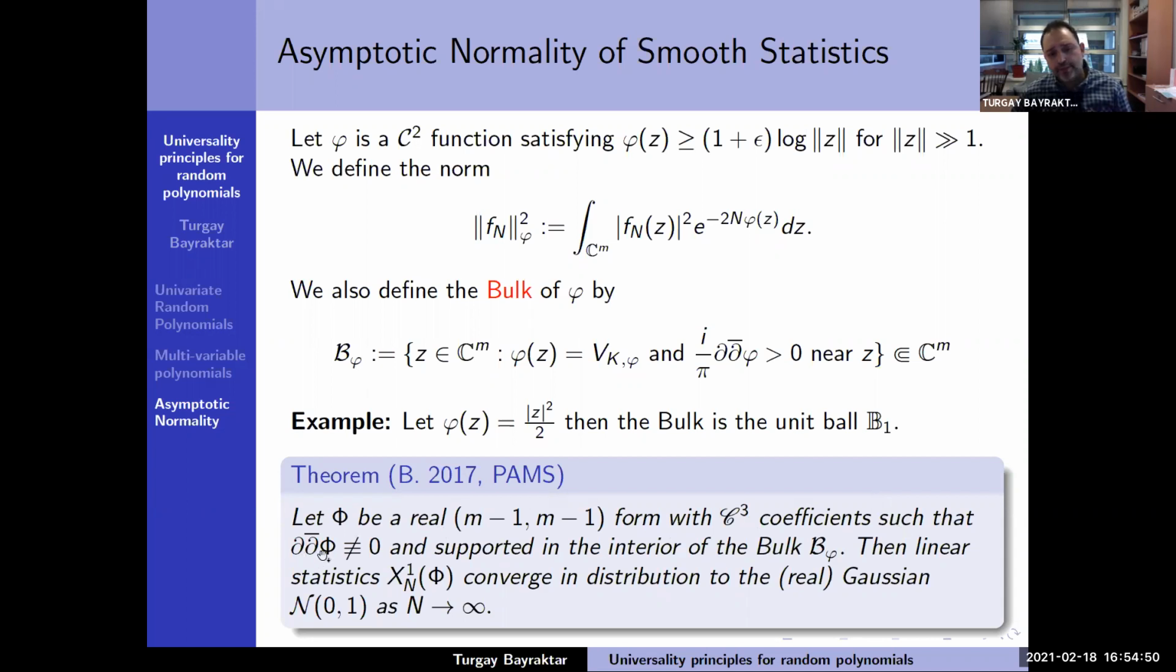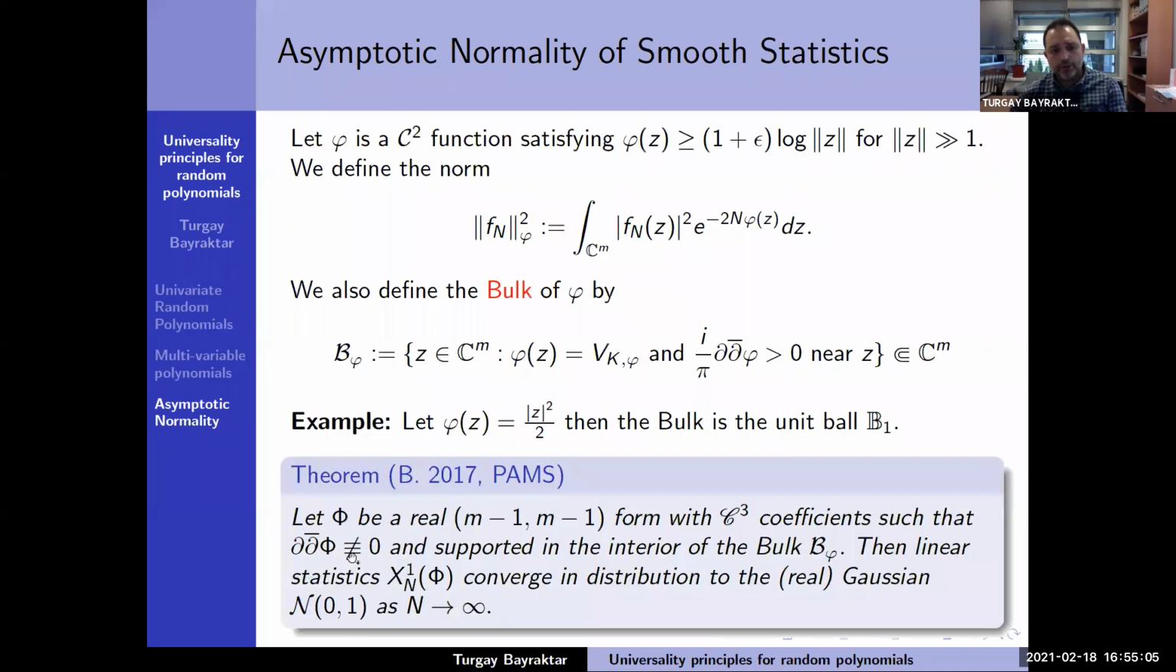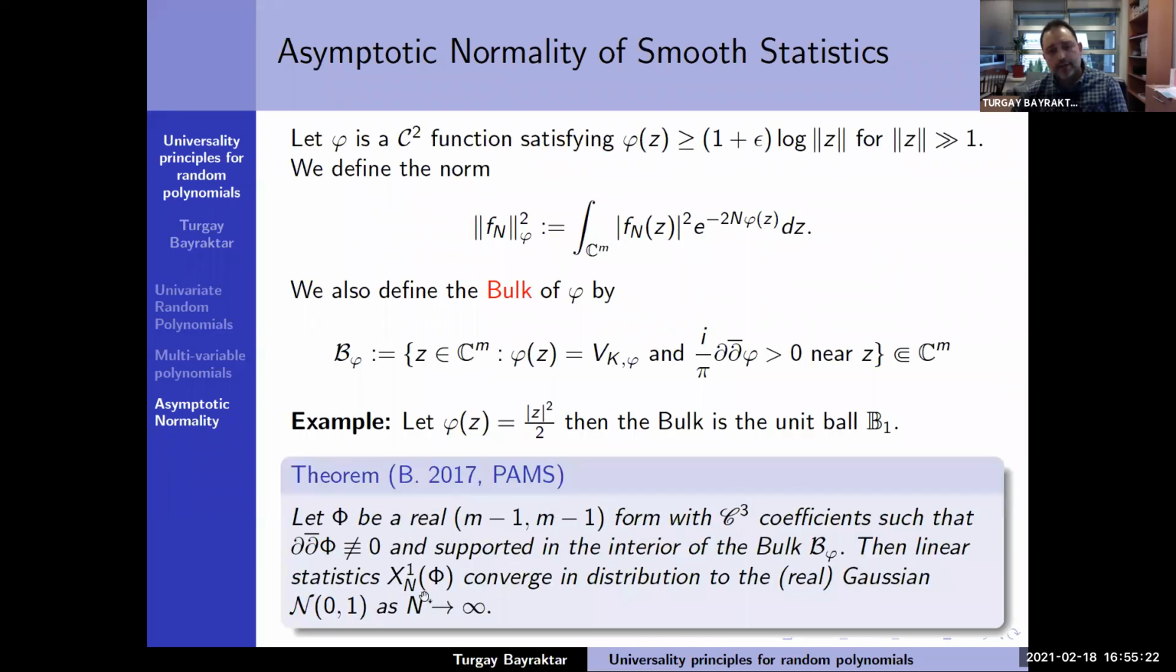And assume that dd^c of the form is non-zero. This makes sure that this random variable is not constant, because if dd^c is 0, then by integration by parts this becomes 0, and you just get the zero variable. And it is supported in the bulk, because the zeros are accumulating in the bulk. Then the linear statistics, with only one zero locus here, F1, converge in distribution to the real Gaussian.